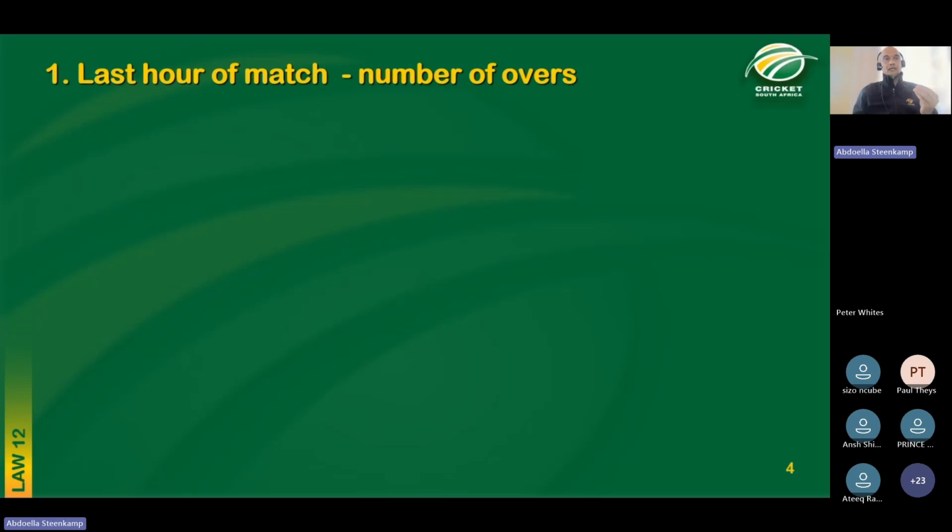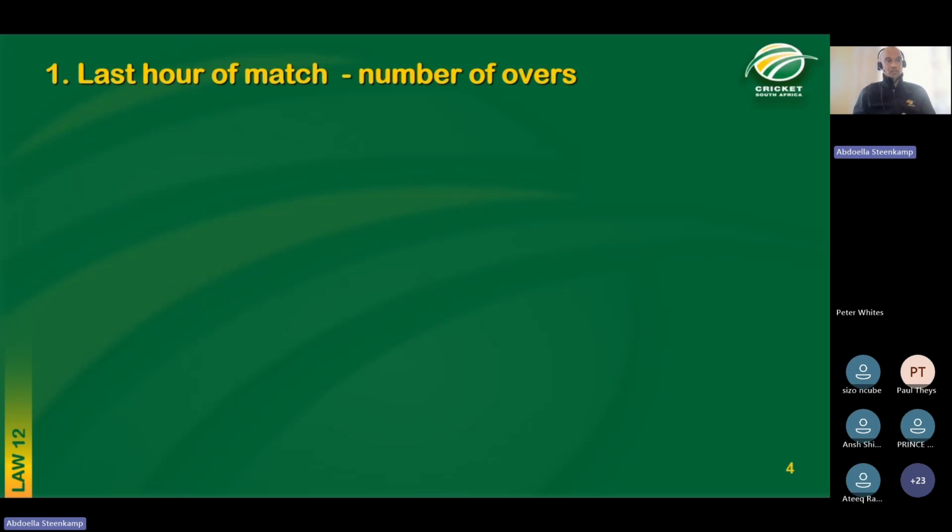And you'll only find the last hour on the last day of the match. So in a test match, the last day is day number 5, and that is where you'll find the last hour. So if close of play is 5 o'clock in our test match, last hour in our test match will be from 4 o'clock to 5 o'clock.